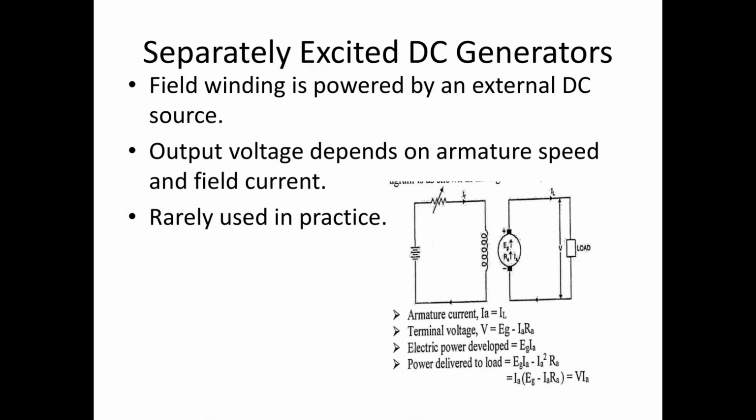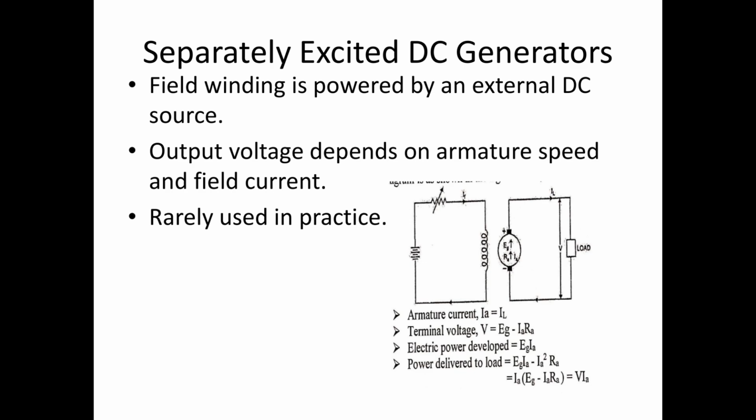Separately excited DC generators. A DC generator whose field winding is powered by an external DC source, like a battery, is called a separately excited generator. The output voltage of this generator depends on the speed of rotation of the armature and the field current. The higher the speed and field current, the more EMF is generated. But these generators are rarely used in practice. Most DC generators are of the self-excited type.